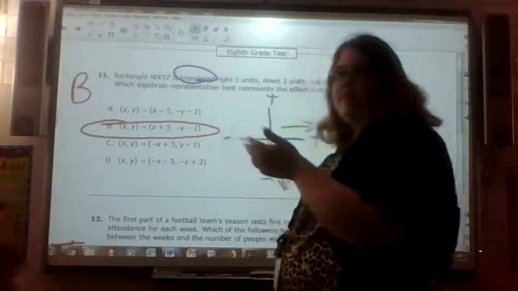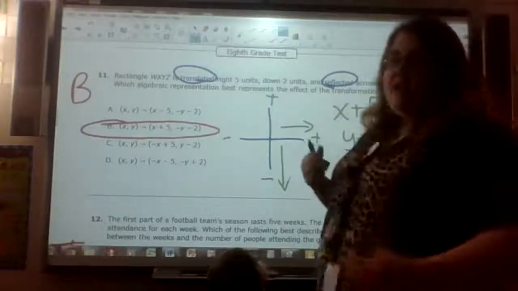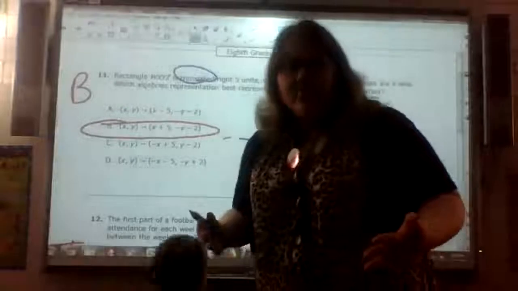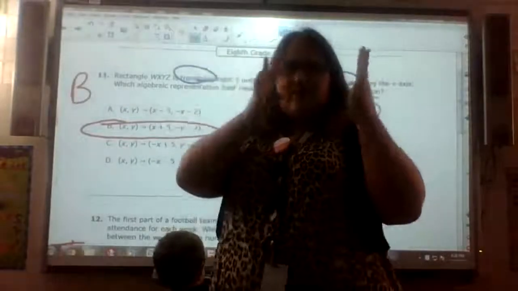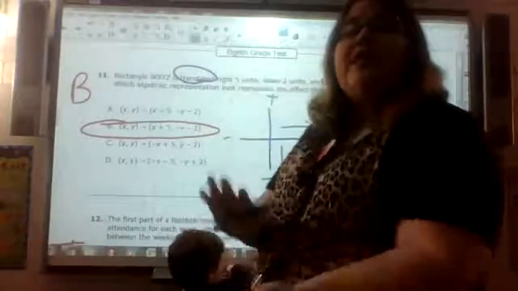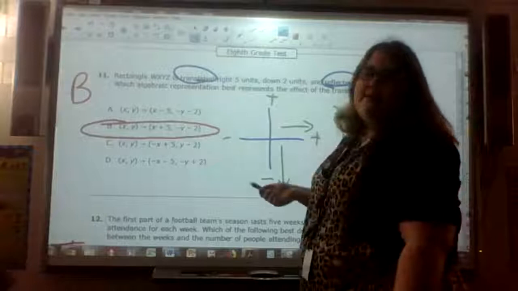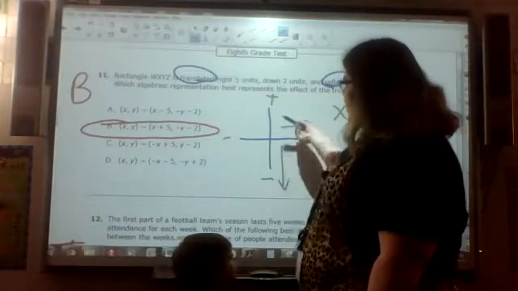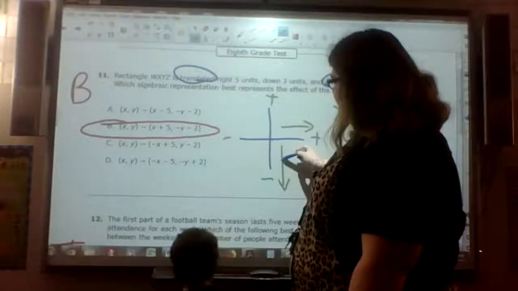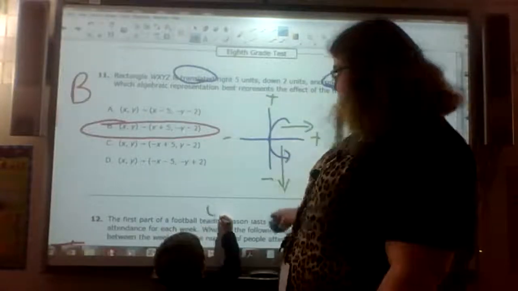Now the problem is in this problem, it's also saying I'm reflecting. So when you think of reflections, think of a mirror. A mirror is where you go from one side to the other. Okay, so I'm going to be doing the opposite. So it says I'm going to reflect across the x-axis. So if I'm going to cross the x-axis, I know that my x stays the same.